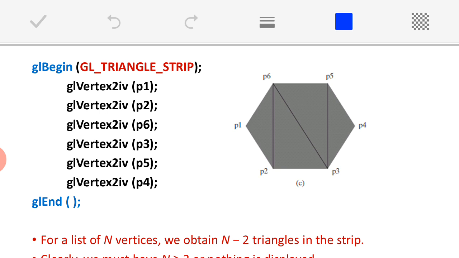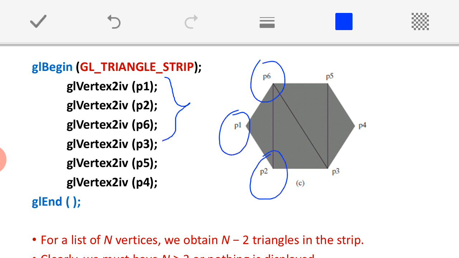First, during GL_TRIANGLE_STRIP, to draw any triangle, we know how many vertices we need? Three vertices. So first I have to define three vertices, P1, P2, P6. From there onwards it is very important. For every vertex that I define, for example P3, the edges P2 to P3 and P6 to P3 will automatically get joined. So another triangle I will get.